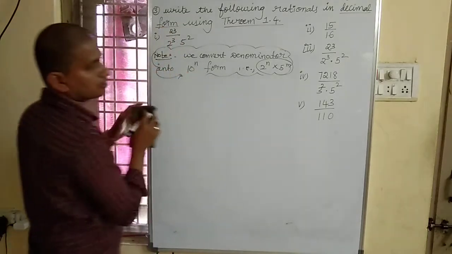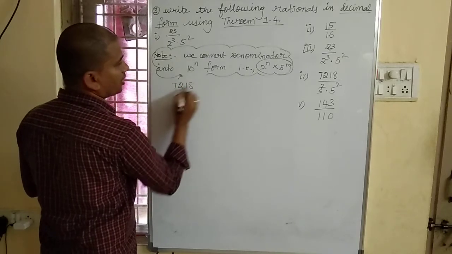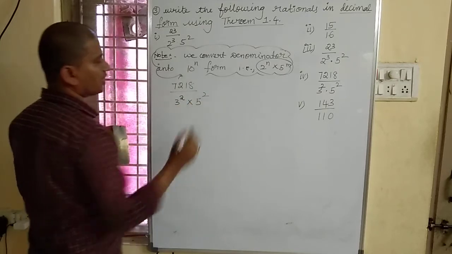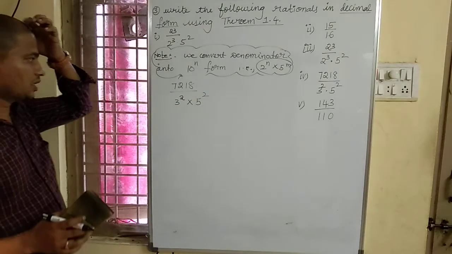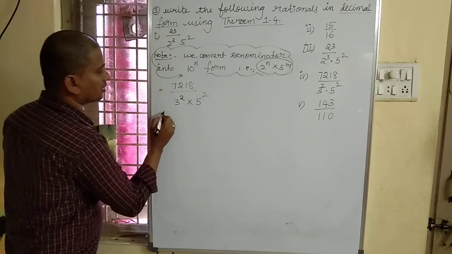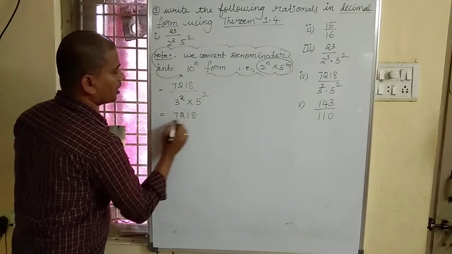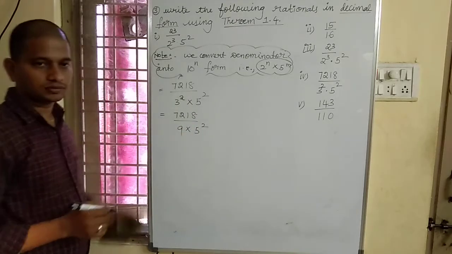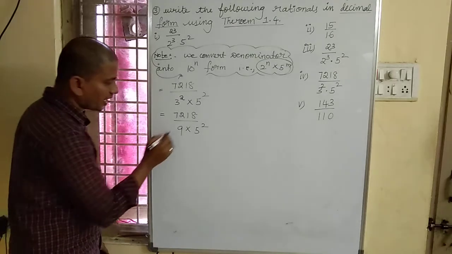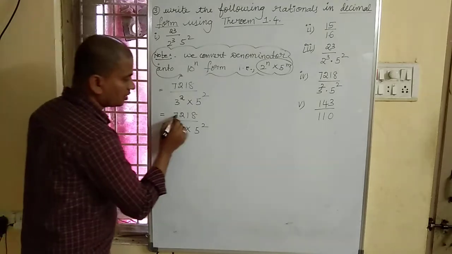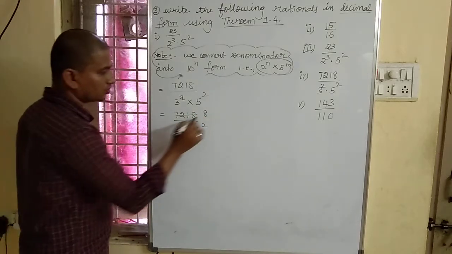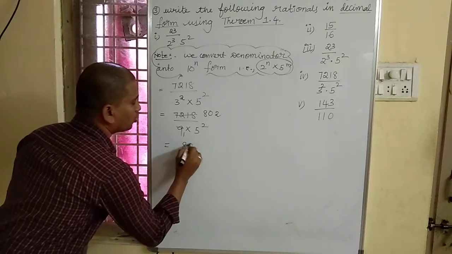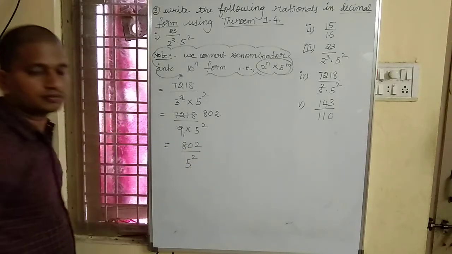Fourth question is 7218 by 3 square into 5 square. See here, I can write this as 7218 by 3 square, which is nothing but 9, into 5 square. I can cancel with the 9 table: 9 1s are 9, 9 8s are 72, 9 2s are 18. So we got 802 by 5 square.